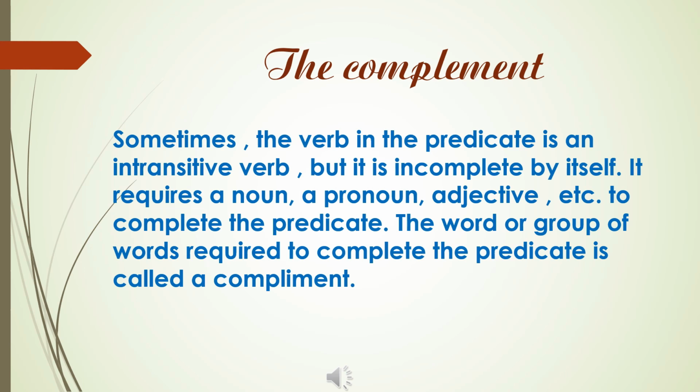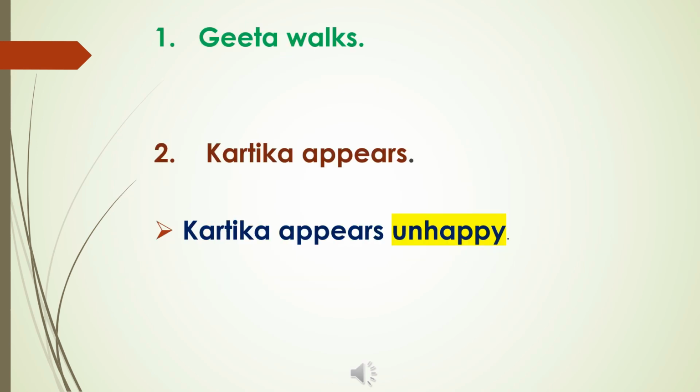Intransitive verbs of incomplete predication are also called linking or copula verbs. Some common copula verbs are be, seem, appear, become, grow, taste, smell, turn, stay, etc. Let us see the examples.